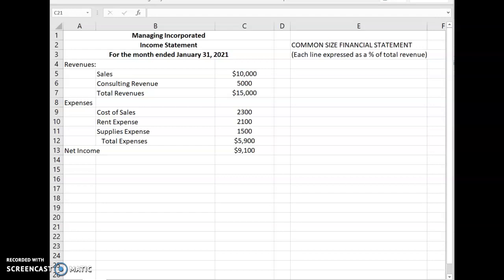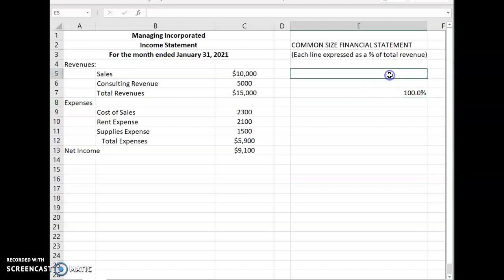Remember, we said that each line is expressed as a percent of total revenue. If we look at total revenue, that means we are going to take each line and divide it by total revenue. So our first line, total revenue, is 15,000. We divide that by 15,000, we get 100%. So that line is what we call our baseline. So our total revenue is our base.